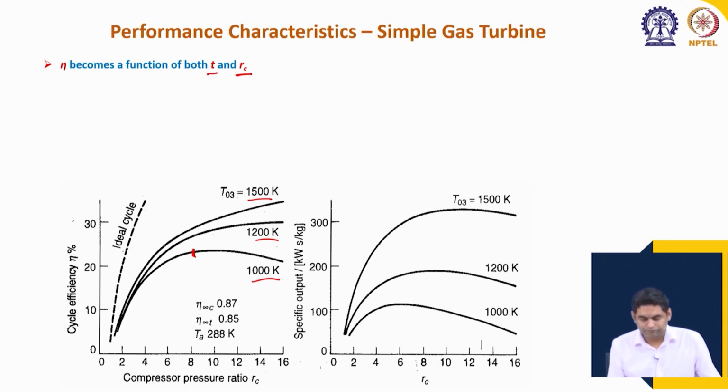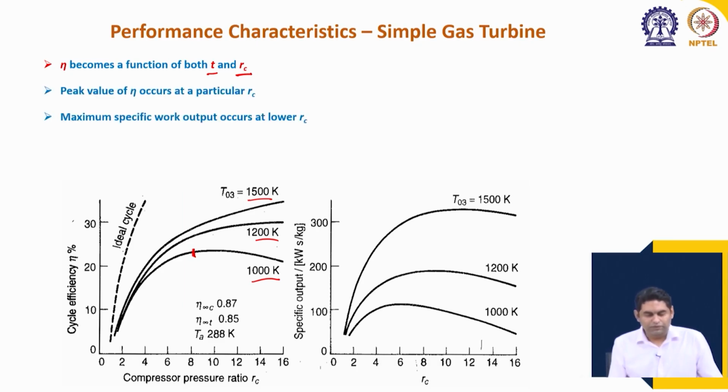Then maximum specific work output occurs at a lower value of RC. So, these are the maximum specific work output lines which we have not discussed yet. We also see that maximum specific work output is similar to the ideal cycle. However, these values will be lower than the ideal cycle, not slightly, considerably lower because of losses in the compressor and turbine as well as pressure losses in the combustion chamber.